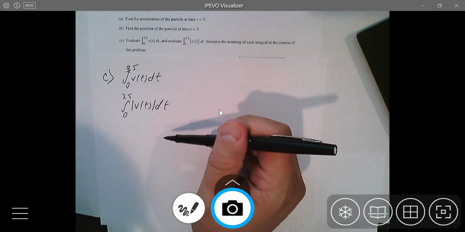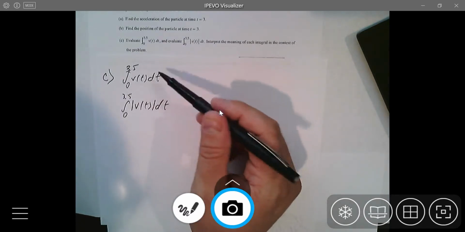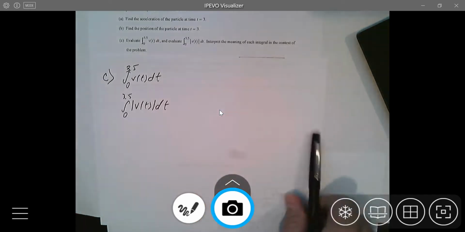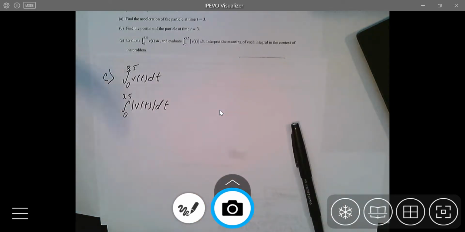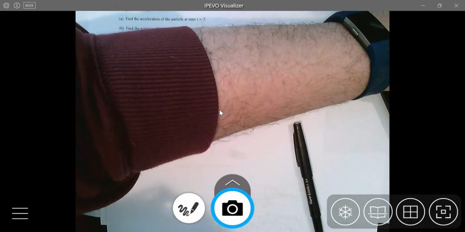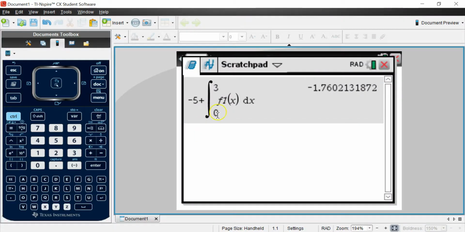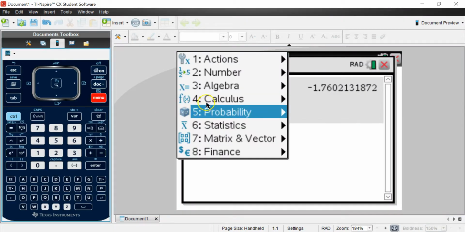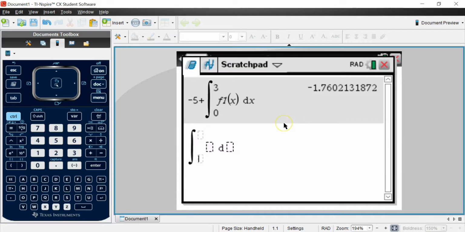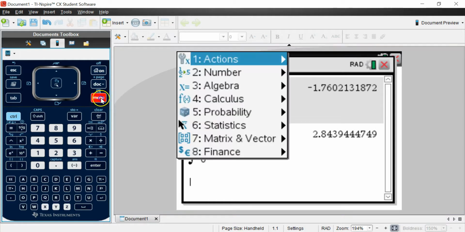Depending on your comfort with physics, you already know what these values mean. But let's figure out what the numerical answers are, and then we'll come back. Again, we're going to go to the calculator. And I'm going to menu, calculus, numerical integral from 0 to 3.5. The function is v of t, but on my calculator, it's f1 of x. We get 2.8439. That's correct. This next one's a little trickier.